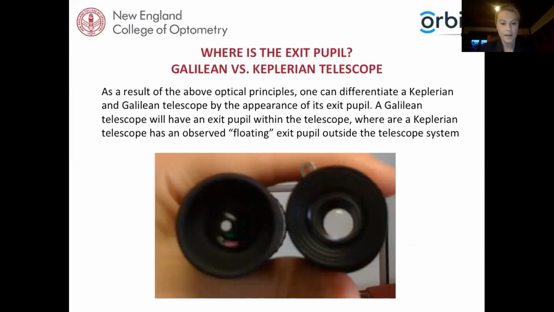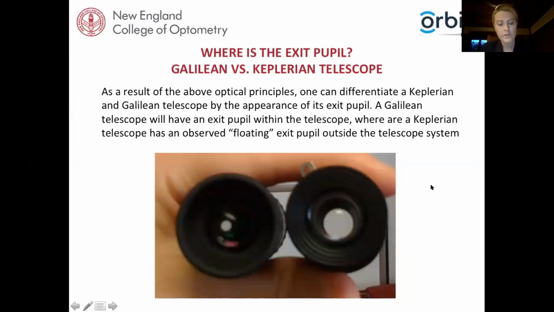So how do you tell a Keplerian and a Galilean system apart? Well, there's a very practical way to do it, and that is just to look at the eyepiece. For a Keplerian system, the exit pupil is floating outside the telescope, and the two focal lengths come together inside the telescope. So you can see this floating exit pupil that you observe in a Keplerian telescope, versus in the Galilean telescope, where the exit pupil is inside the system. So we can visually spot them.